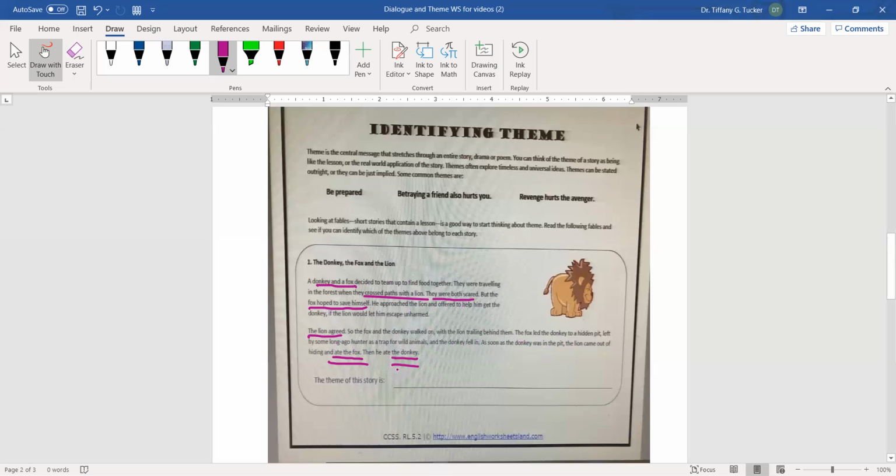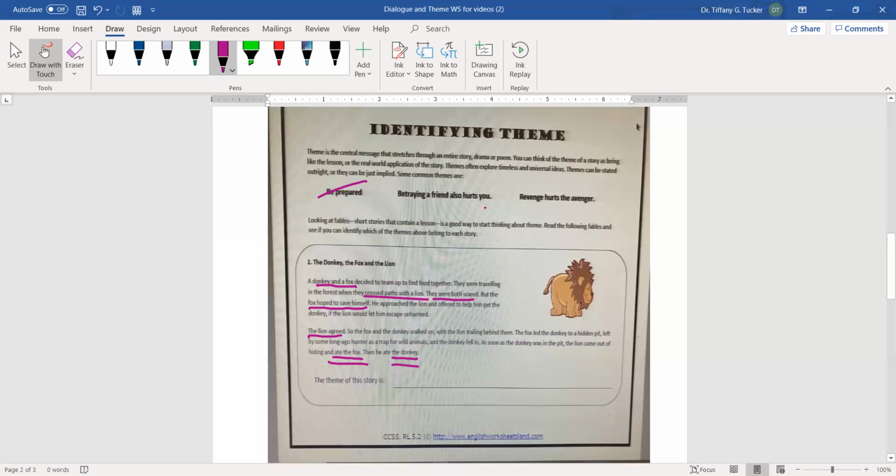So based on what we know has happened here in this text, when we look up at these themes, did it have anything to do with being prepared? No, because if it had something to do with being prepared, the fox and the donkey probably wouldn't have had to go look for food together because they would have been prepared and already had food. So this is a theme that we're going to cross out because it doesn't have anything to do with the text evidence of our story.